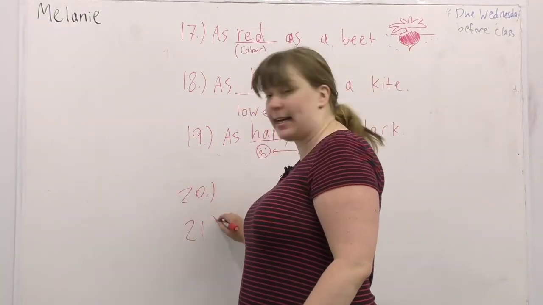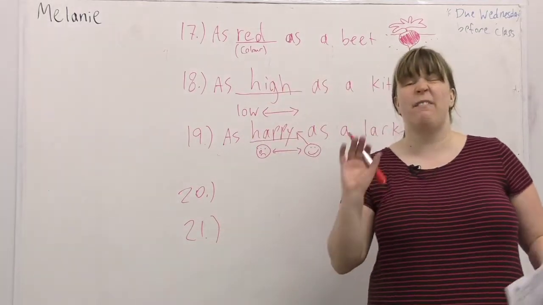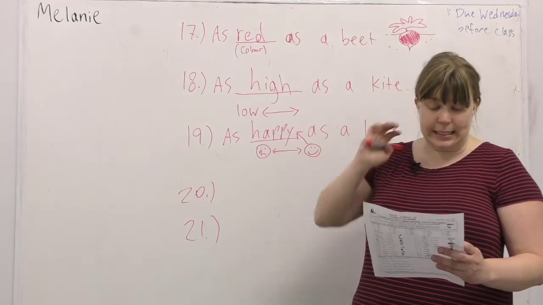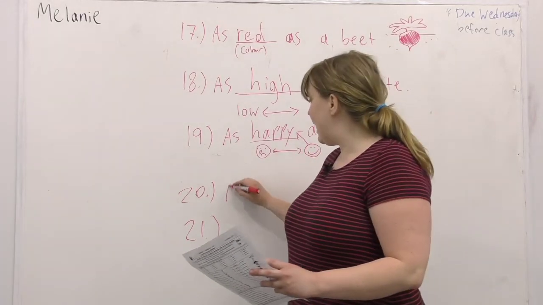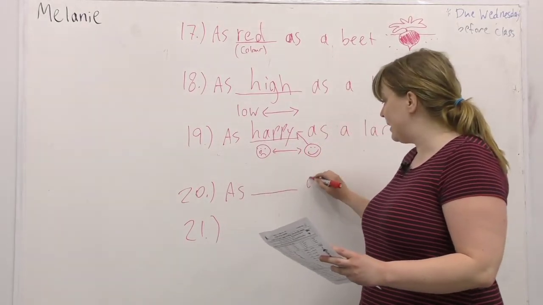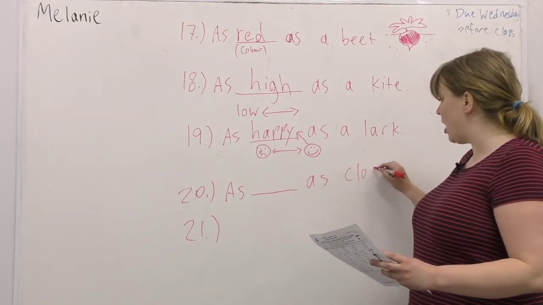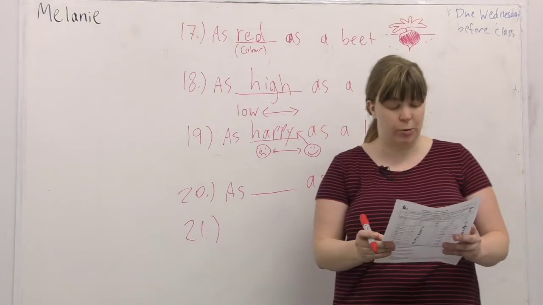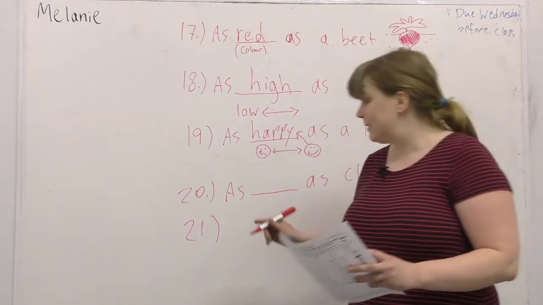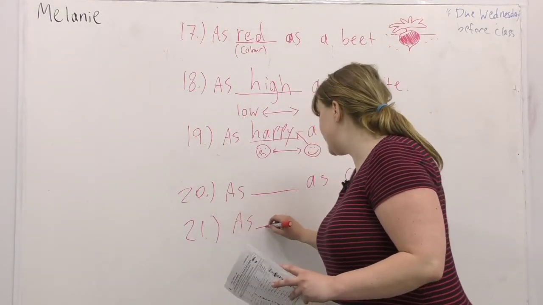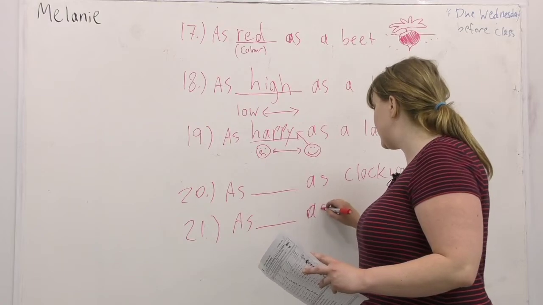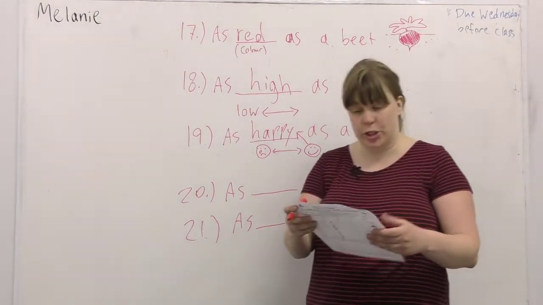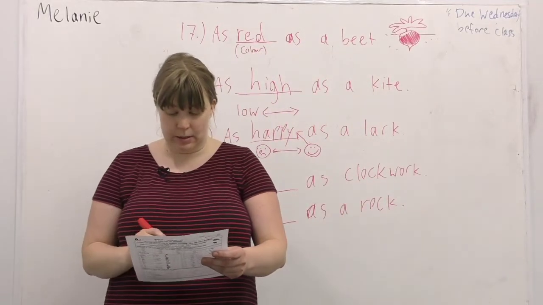Okay, 20 and 21. All right, got 5 minutes left. Let's make it count. Let's see. As something as clockwork. Okay, this is another one I didn't teach you, unfortunately. As something as a rock. Okay, let me just check something. Clockwork.